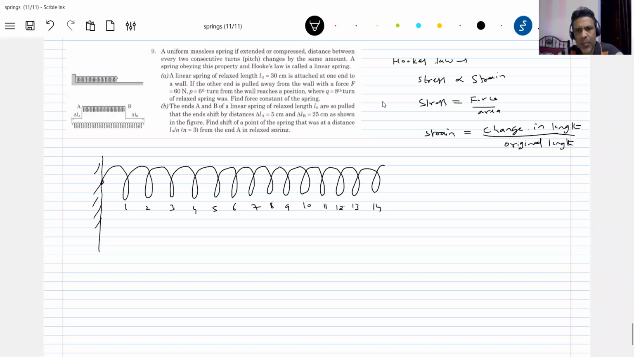Find the force constant of the spring. Okay, 1, 2, 3, 4, like this, for the spring here, 15, 16. Let it be that one. So now what is the question? A linear spring of relaxed length L naught. So what is the length of the spring? Let it be L naught.